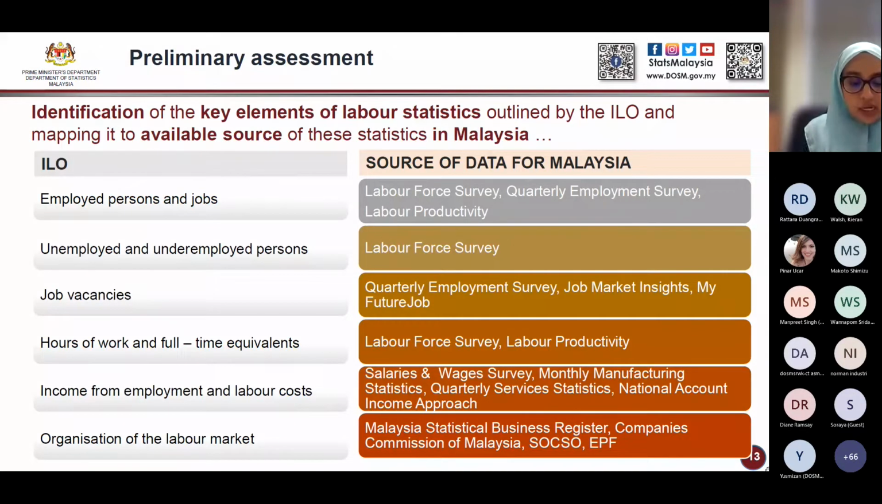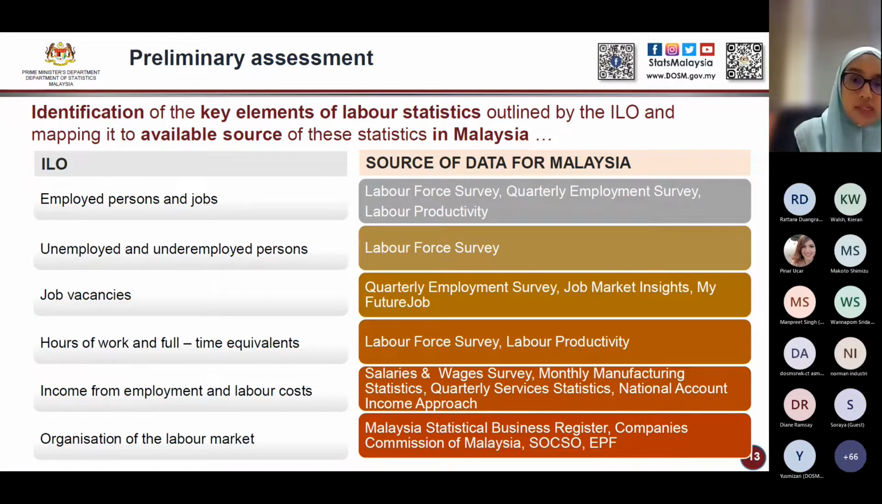Earlier on, the ILO had outlined the key elements of labor statistics, often drawing on people, enterprises, income, opportunity, and input provided. So as we review these elements for Malaysia, we tried as much as possible to map them with the available data sources for the country, going beyond what we collect or publish in the Department of Statistics. So instead of looking into the National Statistical Office per se, we also try to look at other data sources.